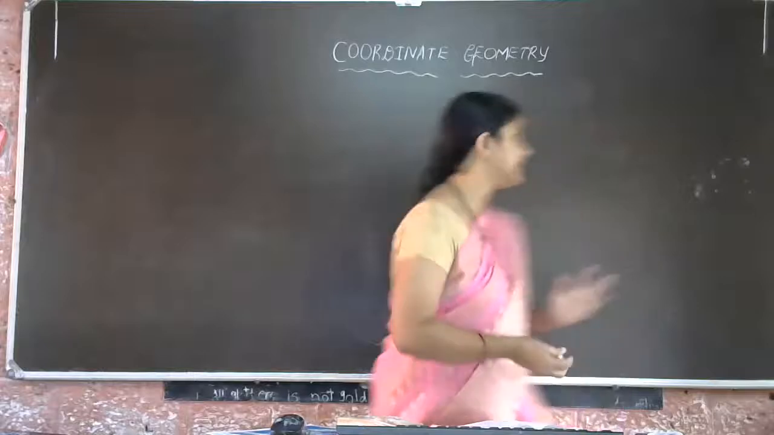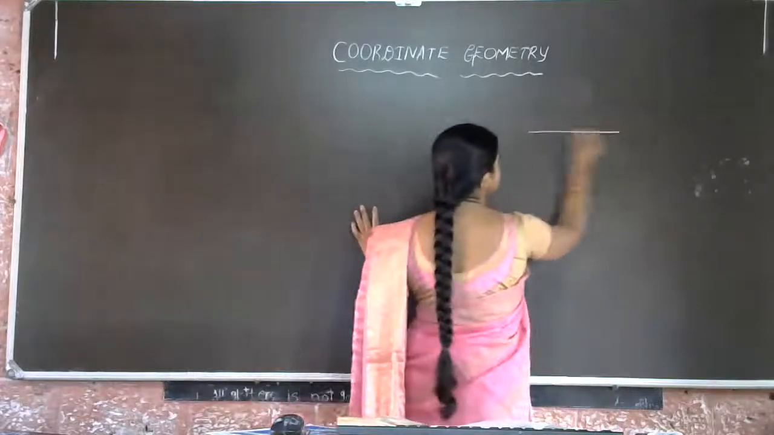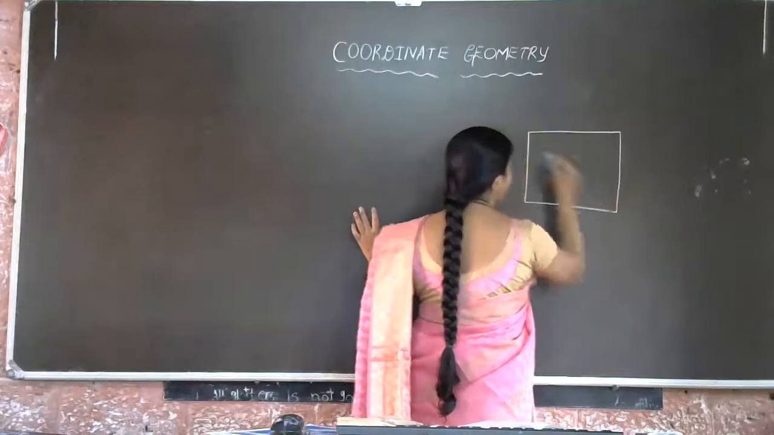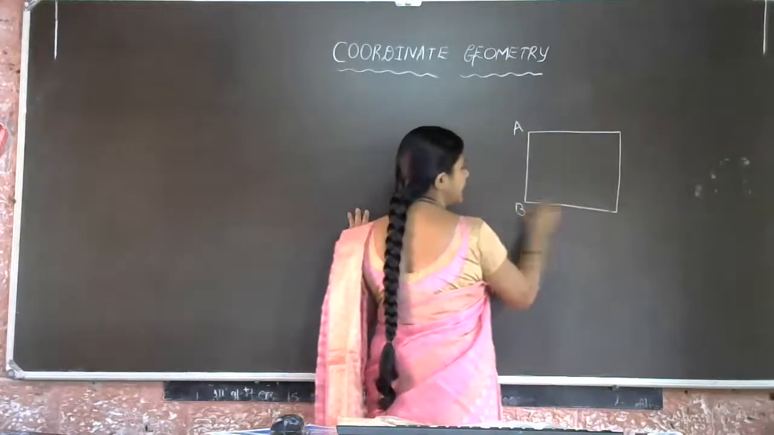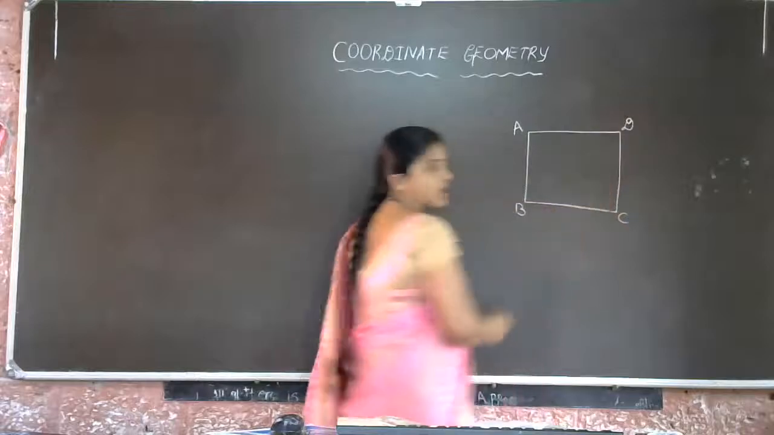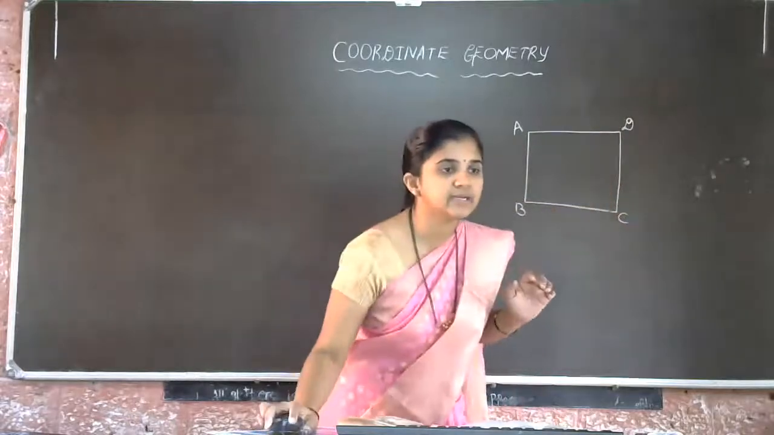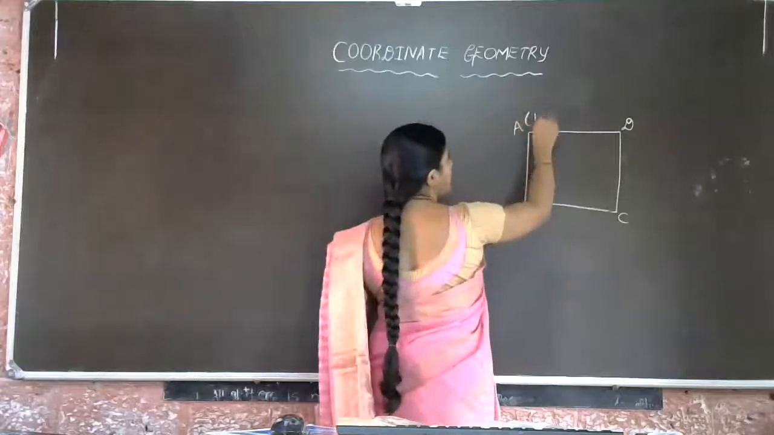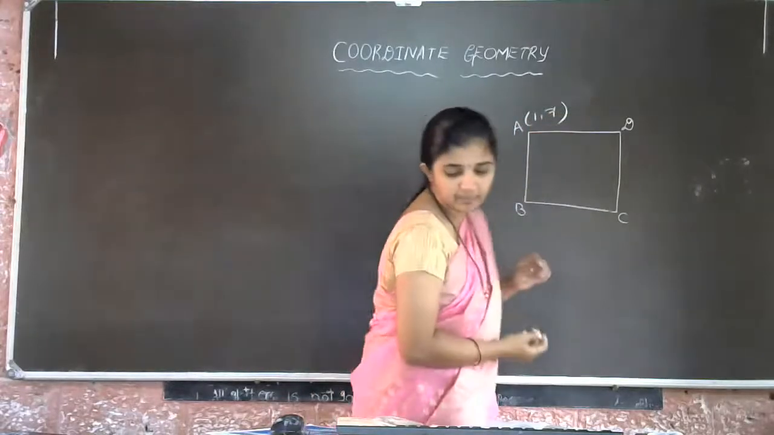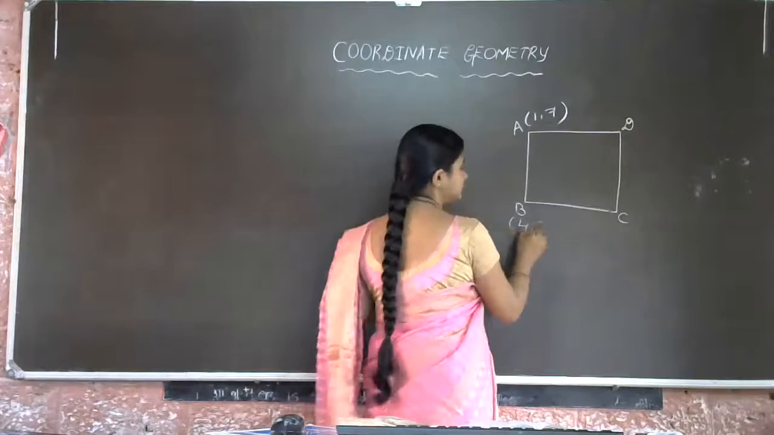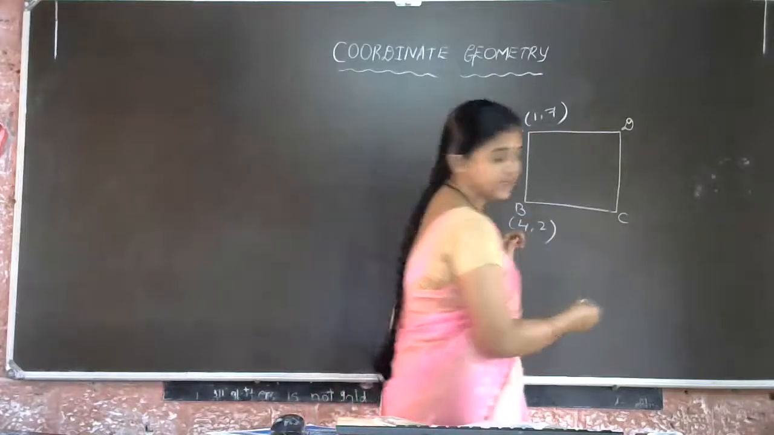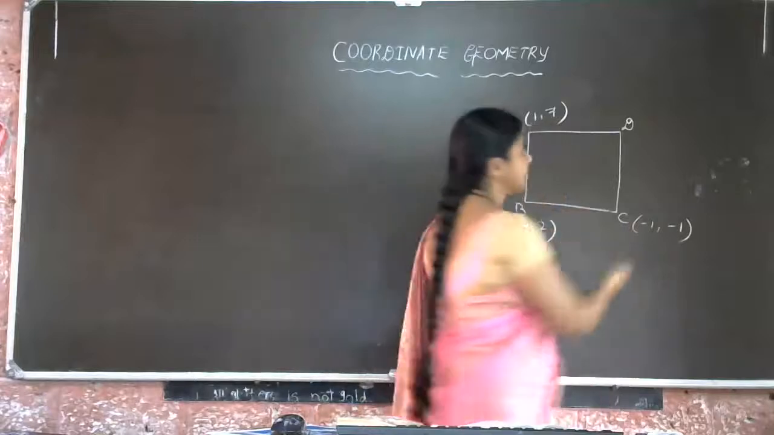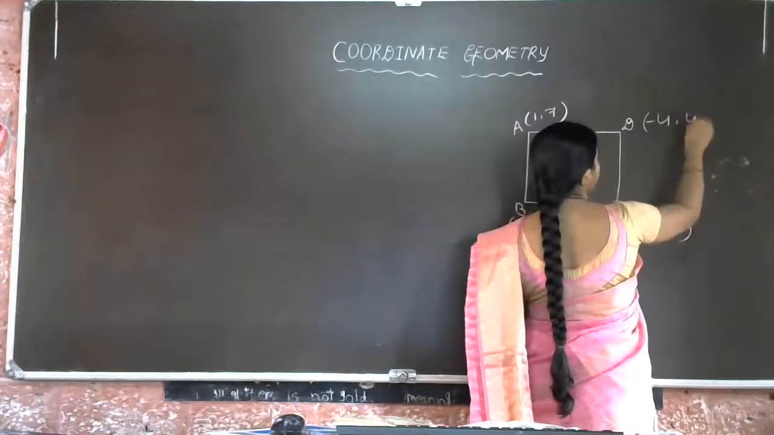Yes, ABCD is a square. First you just take one rough sketch for that. ABCD, let us mark that square. A, B, C, D. What are the coordinates of A, B, C, D? You just write those coordinates also. A point is (1, 7) and B point you take (4, 2). Then C point is (-1, -1) and D point is (-4, 4).